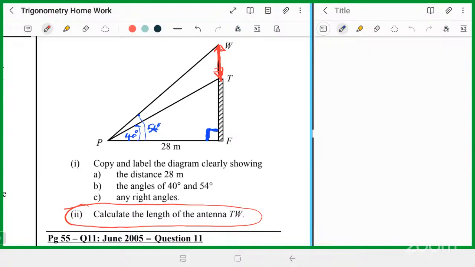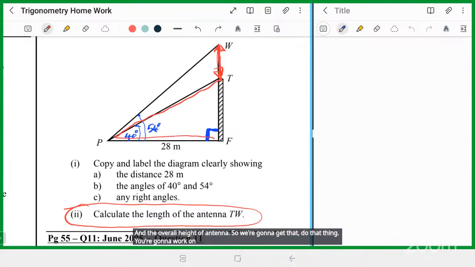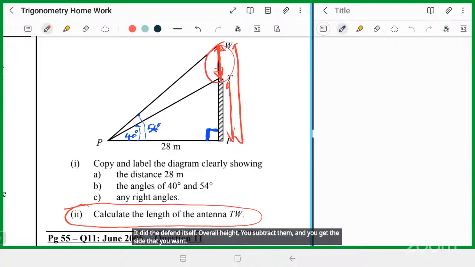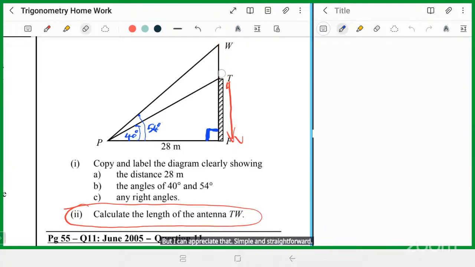That distance is the difference between the height of the tower and the overall height of the tower and antenna. So you're going to get that difference. You work on the small triangle to get the height of the tower, and then you work on the large triangle to get the height of the tower and antenna combined. Then to get the distance they want, you take the difference between those two heights, the overall height and the height of the tower. You subtract them and you get this height that you want. Simple and straightforward. But good?